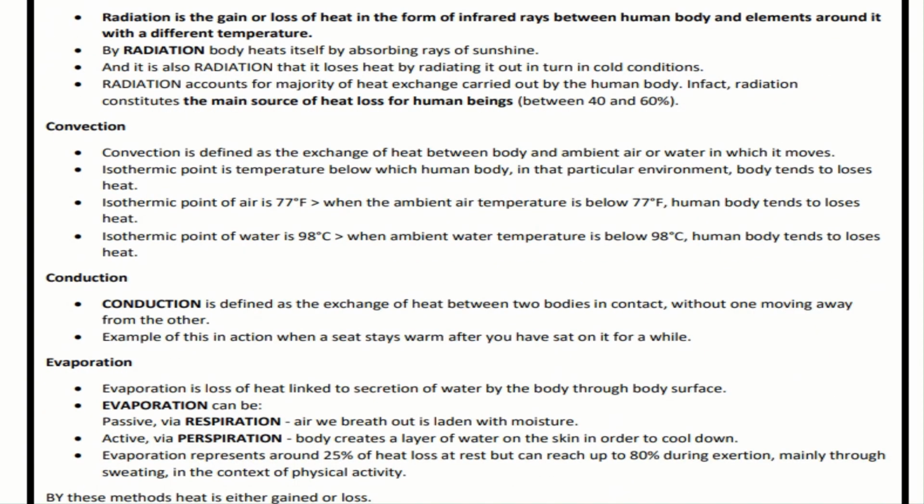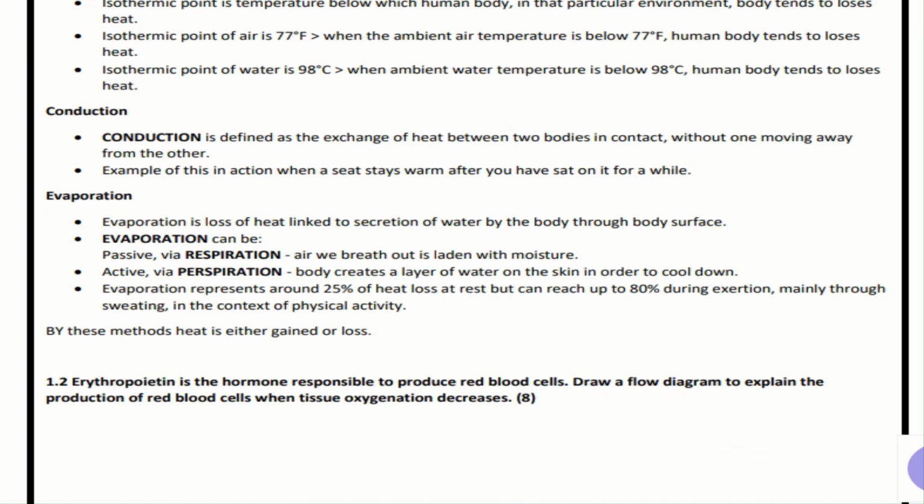Then we have convection. Convection is defined as the exchange of heat between body and ambient air or water in which it moves. Isothermic point is a temperature below which human body in that particular environment tends to lose its heat. Then we have conduction. Conduction is defined as the exchange of heat between two bodies in contact without one moving away from the other. An example of this action, when a seat stays warm after you have sat on it for a while, is conduction.